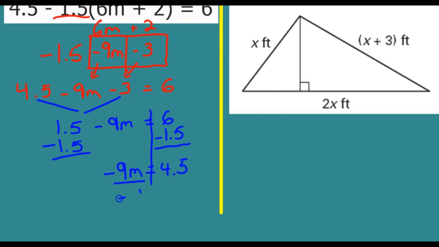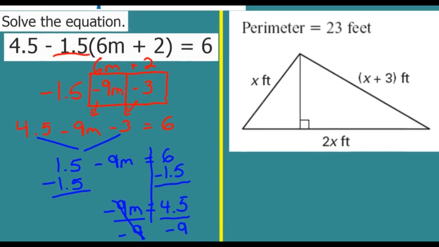Divide that by negative 9. And I get that to cancel out. And m equals 4.5 divided by 9, which is negative, because one of our numbers is negative, 0.5. Or if you want to write that as a fraction, m equals negative 1/2. So that's our first problem.